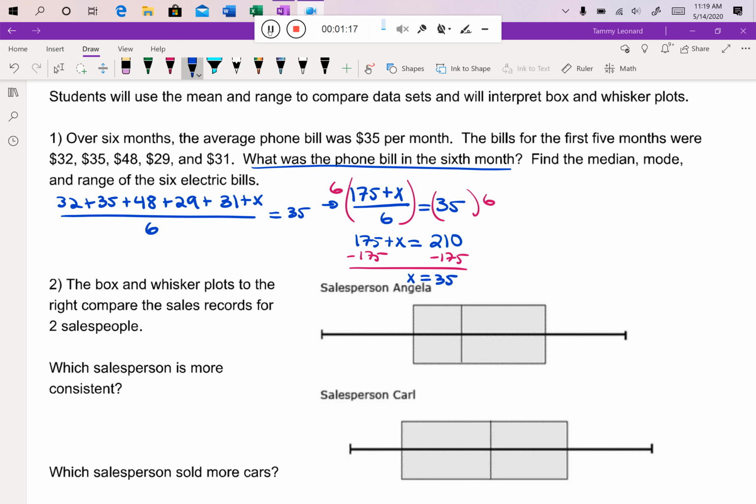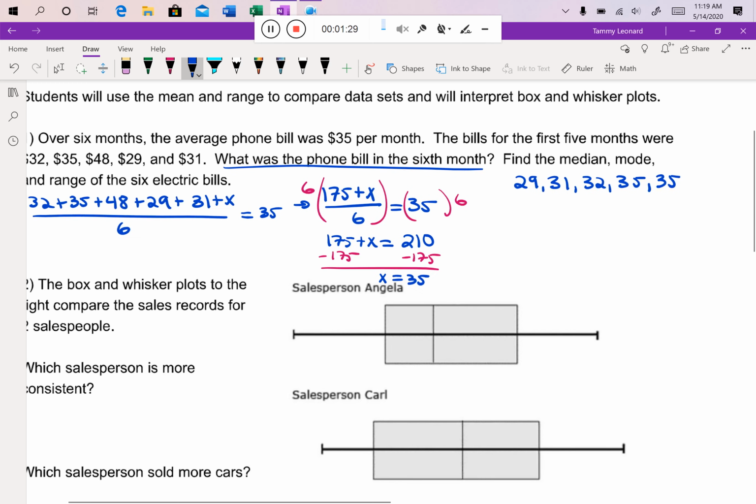So it looks like the lowest bill was 29, followed by 31, 32, the 35 that we already knew about, as well as the 35 that we just found, and then 48. So if we go to find the mode, we'll see that the only number that's repeated is 35. So the mode is $35. That's the specific price that occurred the most.